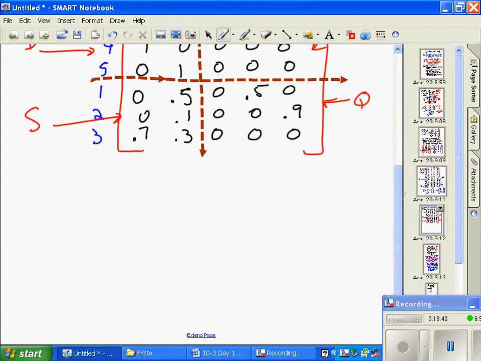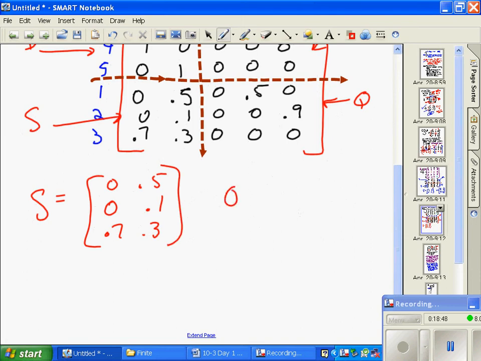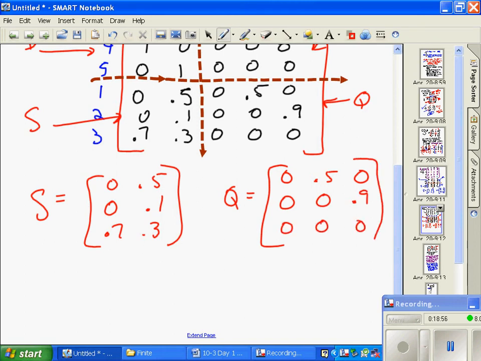If I had to rewrite those to identify them, S would be 0, 0.5, 0, 0.1, 0.7, 0.3. Identifying matrix Q, 0, 0.5, 0, 0, 0.9, 0, 0, 0, 0. Okay? There we go.